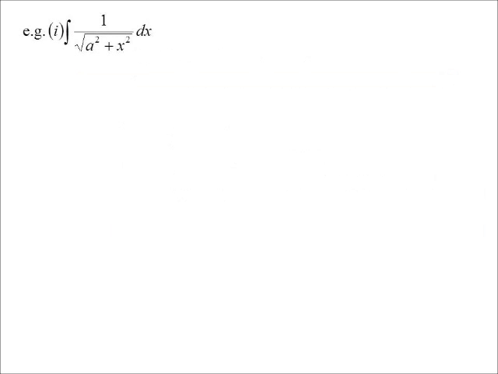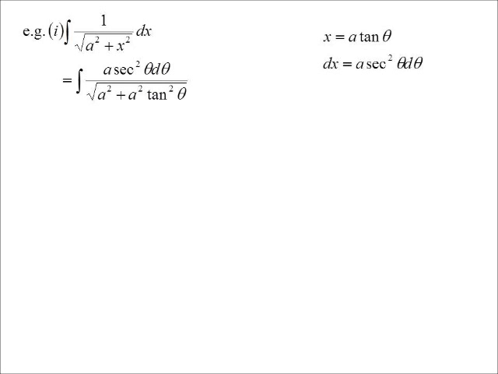So let's show you where we get our standard integral from of the 1 on the square root of a squared plus x squared then. So I would do a tan theta, so dx is a sec squared theta d theta. Substitute in, the dx on the top becomes a sec squared theta d theta. The square root becomes a squared plus a squared tan squared, which we can change to a squared sec squared. The square root of a squared sec squared is a sec, which will cancel into the a sec squared on the top, leaving me with just the integral of sec theta.